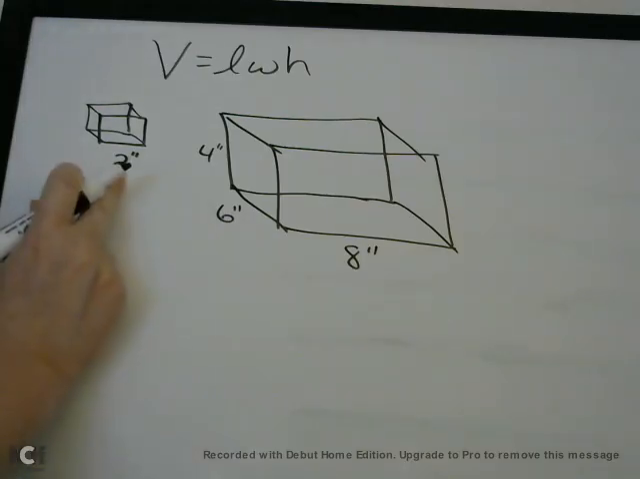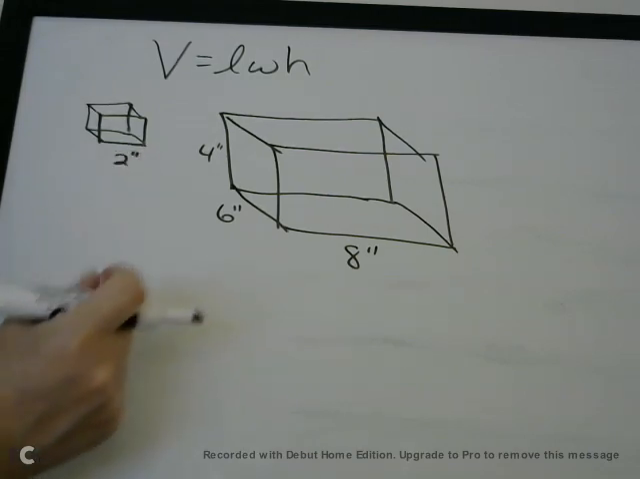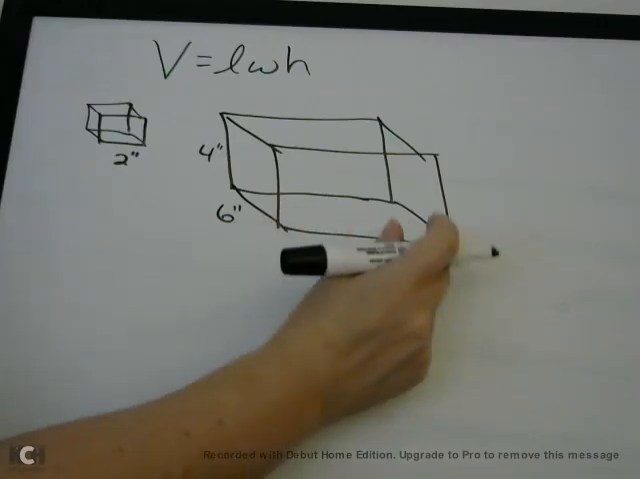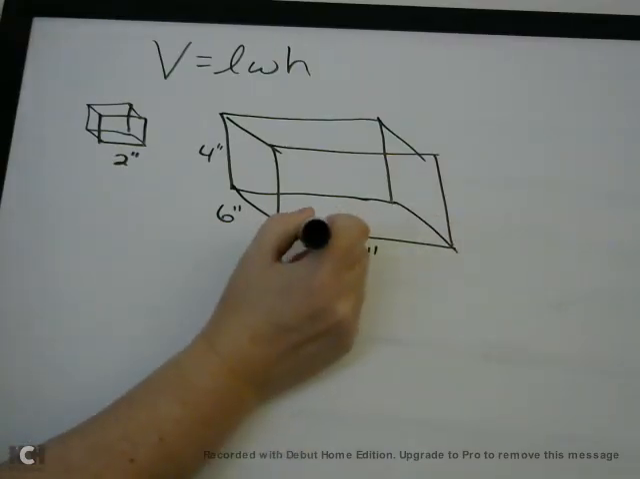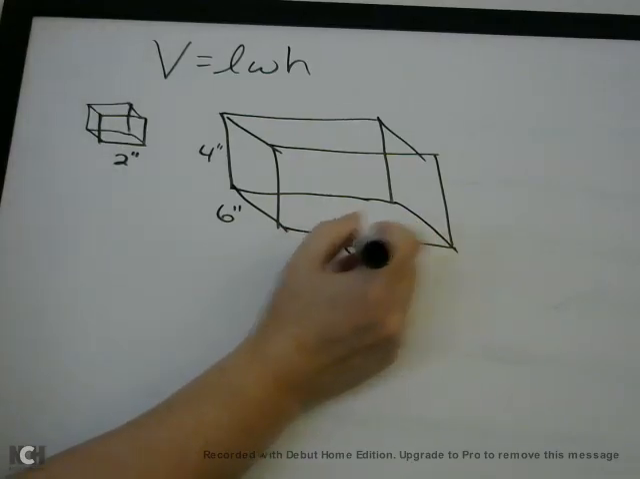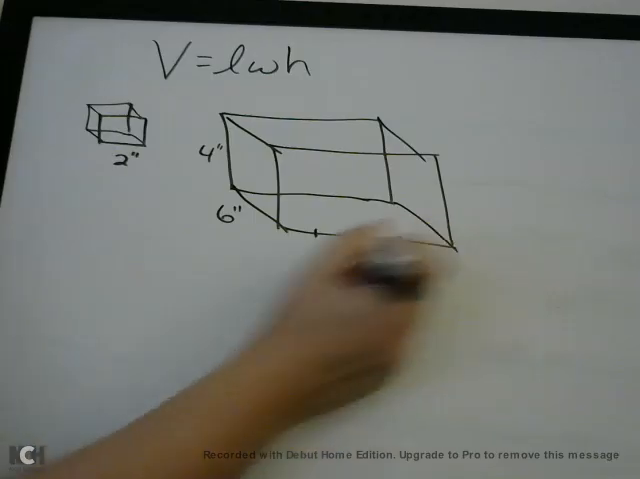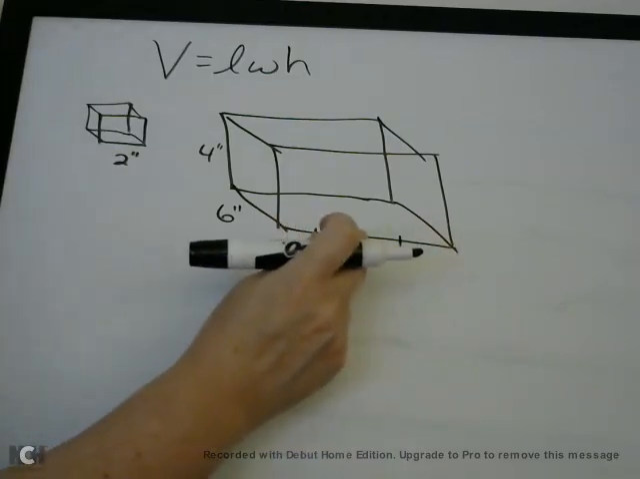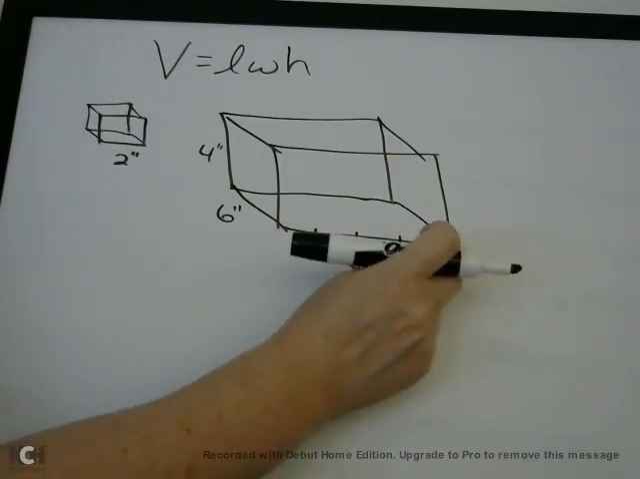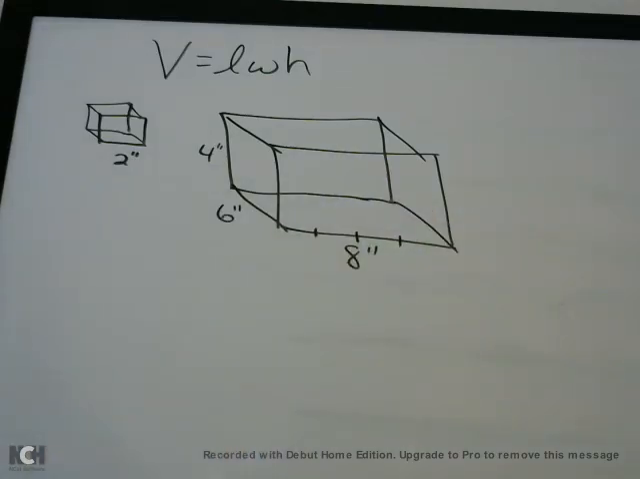So if the block is 2 inches, then across the bottom here, we can put 1, that'll be 2 inches. We can put another one for another 2 inches. We can put another one, another 2 inches, and then one last one. So there's 2 inches, 4 inches, 6 inches, 8 inches. So we can get 4 blocks across the bottom.